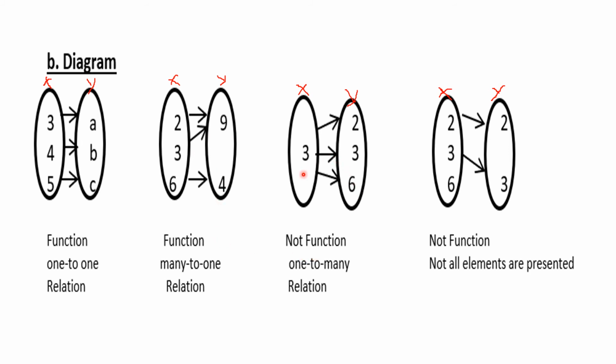Next, we have here an x value which is 3. Then its outputs are 2, 3, and 6. So it is not a function because this is what we call the one-to-many relation. One input with many outputs. Okay, next, let's proceed to the last. This is not a function because not all elements are presented. So take note that an input should have an output.